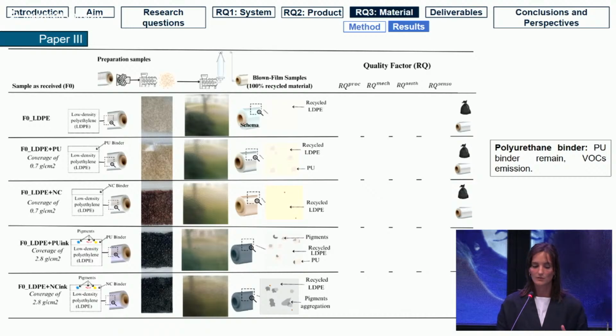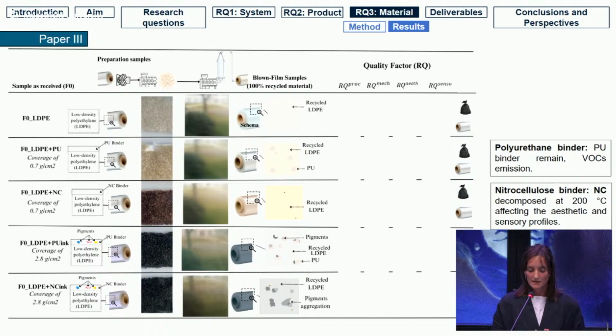For the polyurethane, we know that the polyurethane will remain and will create some volatile organic compounds. For the nitrocellulose binder, in that case, it will degrade at the temperature of extrusion, and it will affect the aesthetic and the sensory. In the case of the inks, either if they're based on the polyurethane binder or the nitrocellulose binder, the presence of the pigment will affect the aesthetic and the sensory of the film. But does it affect the usability of this recycled material in a product? For that, we use the quality factor that has been introduced by Deme et al. in 2021, a function that tries to quantify the match between the properties of the recycled material and the functionality of the product. So if the quality factor gives you a 1, you can use it.